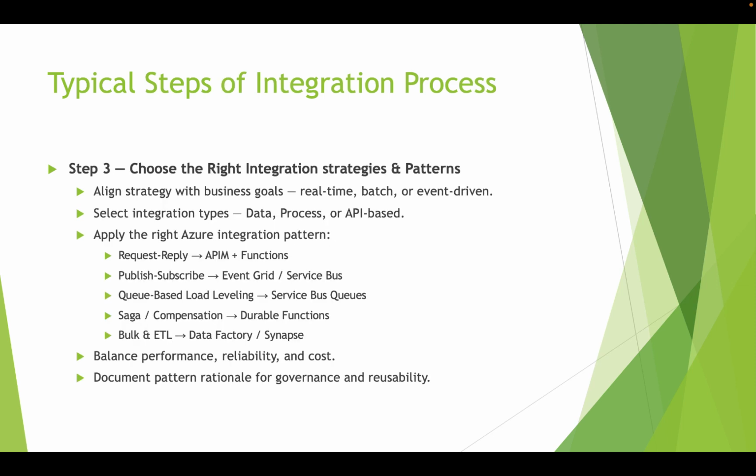Step number 3 is to choose the right integration strategies and patterns. It's an easy one, not very difficult. Now that we know our systems, our data, and our interfaces, it's time to choose how they will talk, and the right integration strategy and pattern. Start by aligning with the business goals. Do we need real-time APIs? Do we need event-driven automation? Do we need batch synchronization? We have to think about what kind of strategy will be best from our solution's point of view.